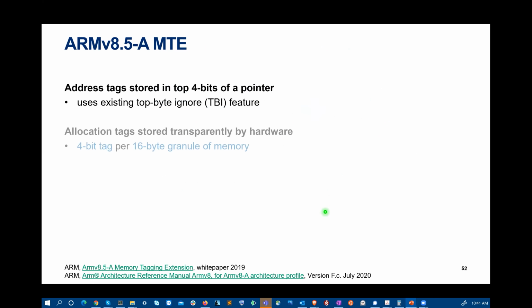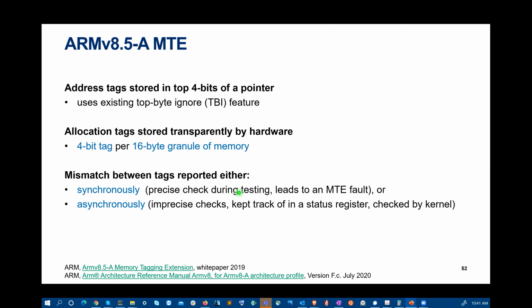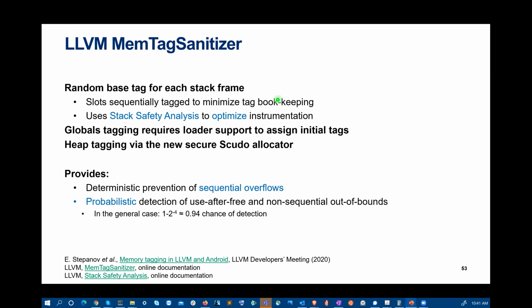Like I said, there's already software support for this. It uses 4-bit tags. And there are already protection systems that make use of this. So LLVM's MemTag Sanitizer makes use of this. They use randomized protection so that the tags are assigned randomly. So essentially you get a 0.94 chance of detection. If there is a mismatch accidentally, then 94% of the time you would detect it.